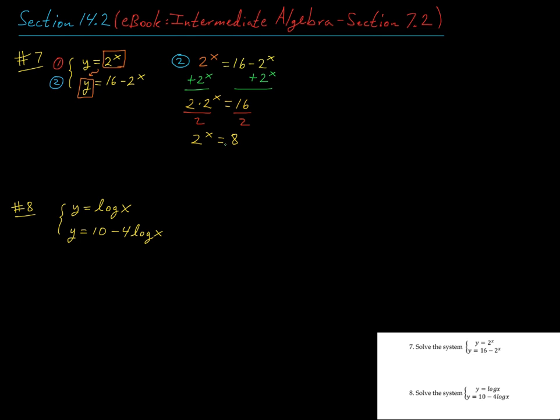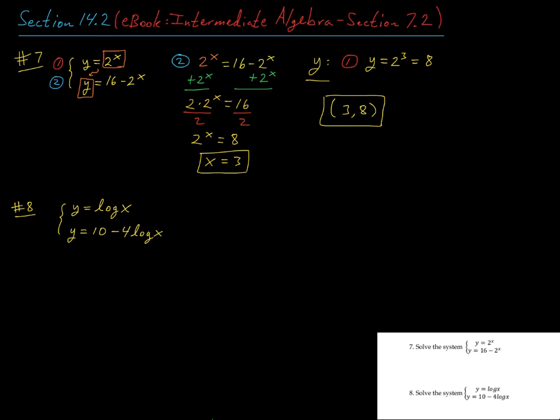And now 2 raised to what power is equal to 8? Well, 2 raised to the third power. So x is equal to 3. All right, and then to find y, that's where I'm going to plug 3 in for x into either equation 1 or 2. Equation 1 is quite a bit simpler, so I'll go with that. And so we have that y is equal to 2 raised to the third power, which is 8. So our ordered pair solution here is 3, 8, and that does it.